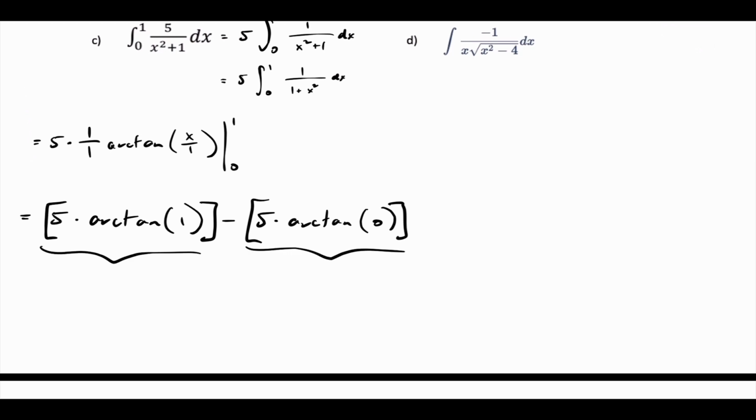So we go to our charts and we figure out where is tangent equal to 1. Pi over 2? No. Pi over 4? Pi over 4, so 5 times that. And then 5 times arctangent of 0 is 0, right? So that goes away. You get 5 pi over 4.